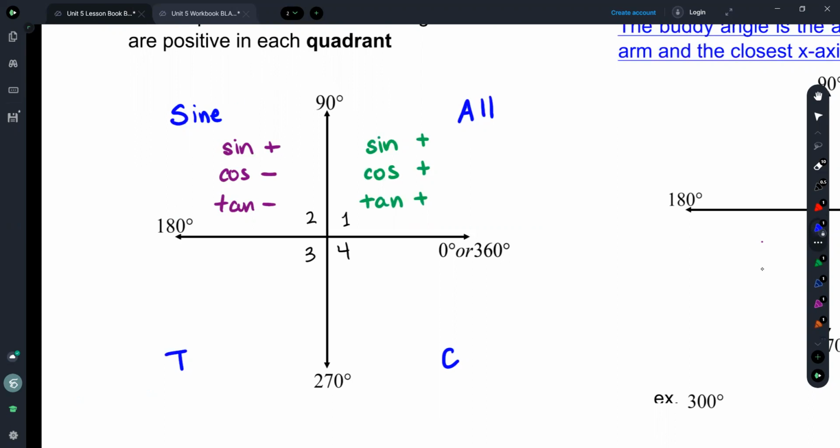Okay, let's look at something in between 180 and 270. Sebastian, can you give me a number between those values? 250. Okay, so we're going to take the sine of 250, the cos of 250, and the tan of 250, and I want you to pay attention to which are positives and which are negatives.